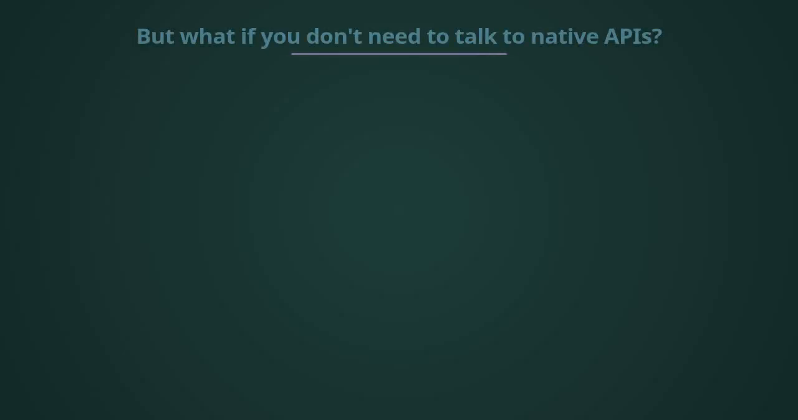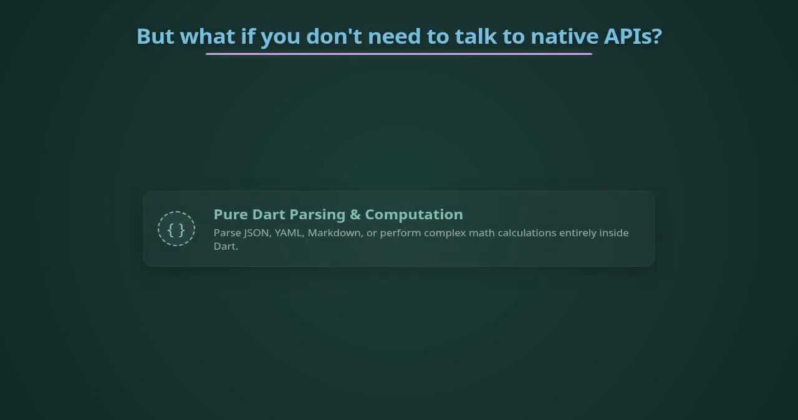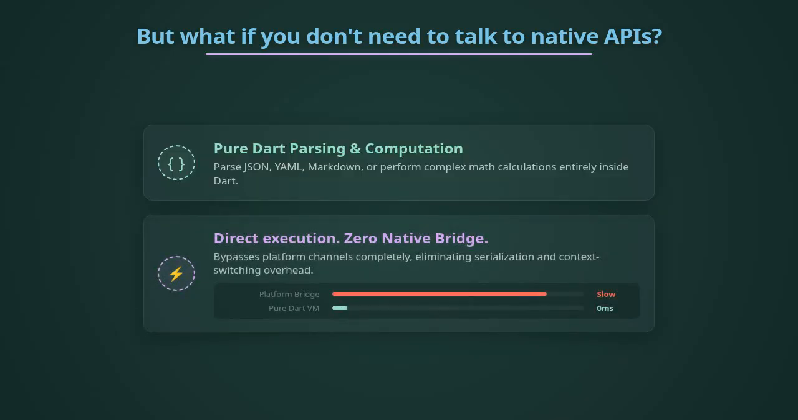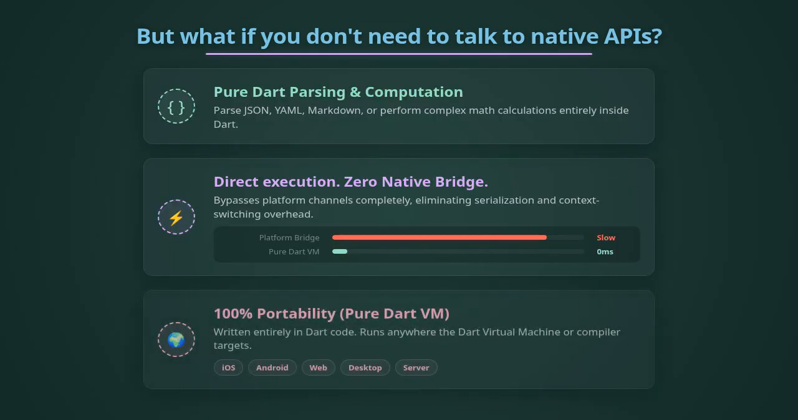But what if you don't need to talk to the physical device hardware at all? What if you just want to parse a complex JSON file, manage application state, or format some dates? For these tasks, you do not need a plugin, you need a pure Dart package. Pure Dart packages contain nothing but Dart code and run entirely within the Dart virtual machine.